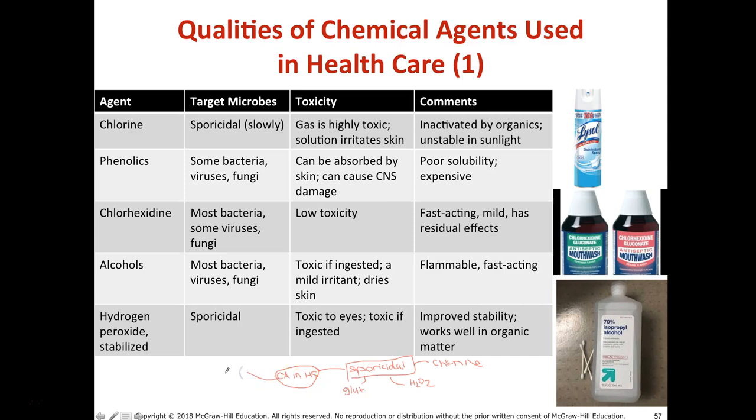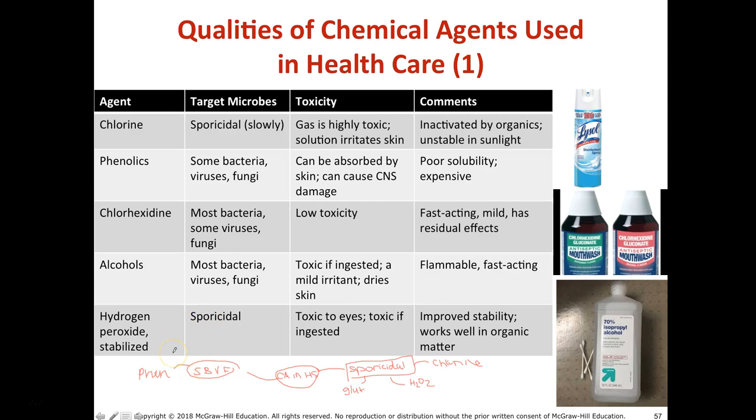So then I would make another one here that would list, I'm just going to abbreviate, bacteria, viruses, and fungi, and you would put your phenolics over here. Okay, so I think you kind of get the point. So that way you get a nice overview of what all of these chemical agents are and how they're related to killing off certain microbes.